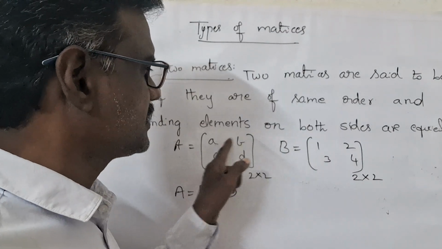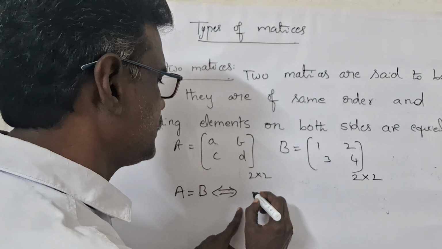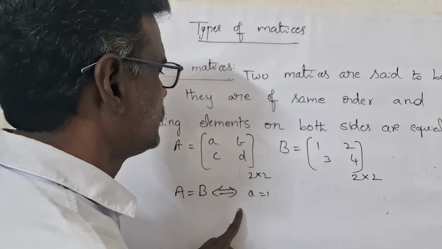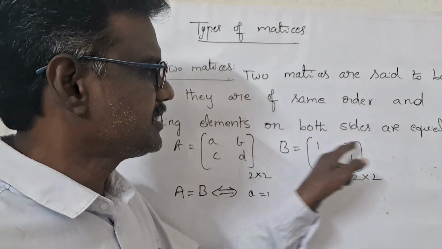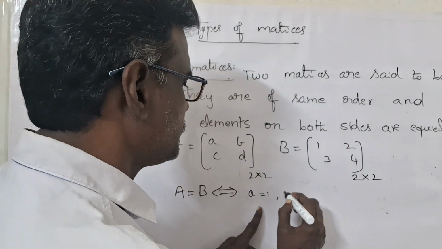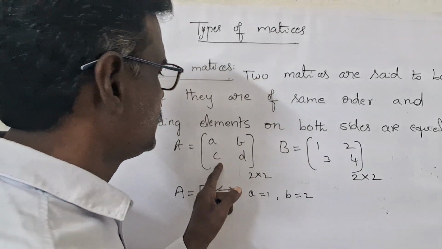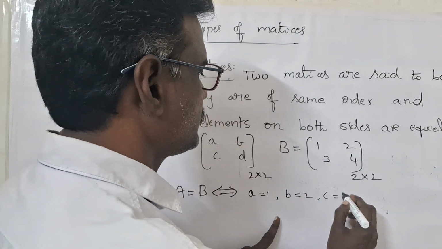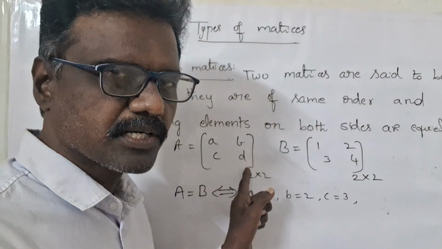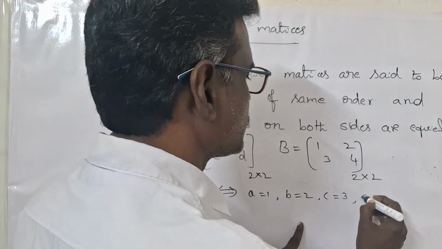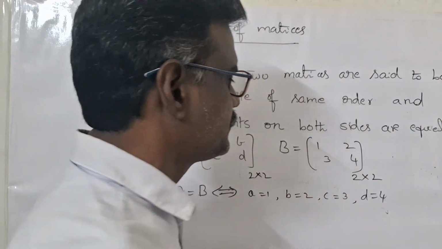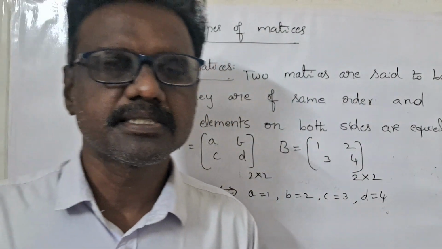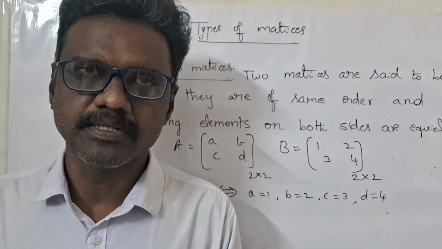Here first row first element, here first row first element: a must be equal to 1. First row second element: b must be equal to 2. Second row first element: c must be equal to 3. Second row second element: d must be equal to 4. Then only we can say both the matrices are equal.